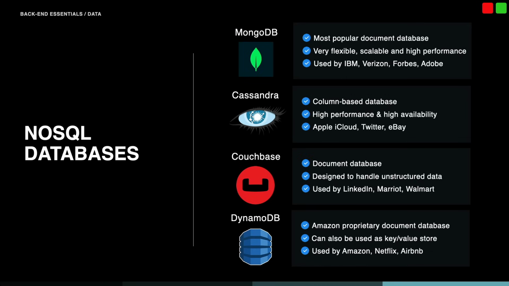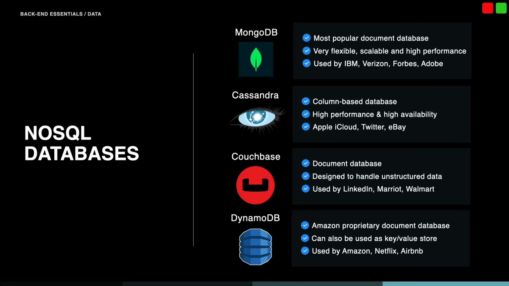Couchbase is another document database similar to MongoDB. It's designed to handle really large amounts of unstructured or semi-structured data. I believe LinkedIn uses Couchbase for its notification system. And we also have Amazon's DynamoDB, which is an implementation of Dynamo, and it's a fully managed document database and key value store, and it's built for scalability and performance. Some companies that use it, of course, Amazon, also Netflix and Airbnb.